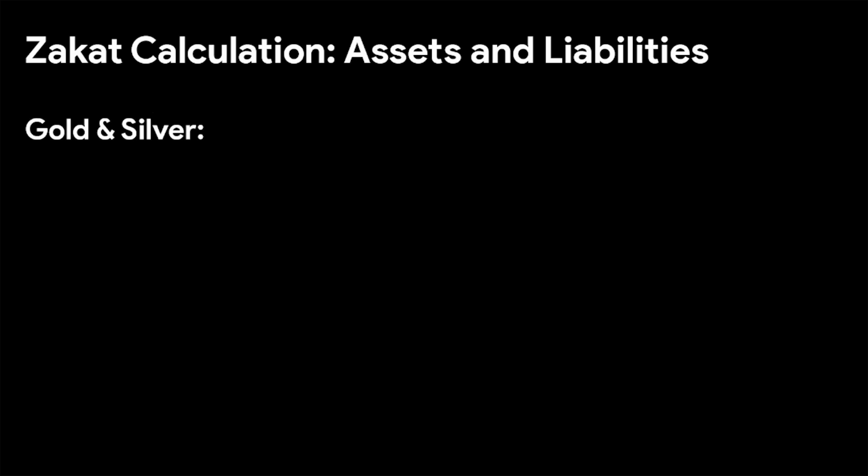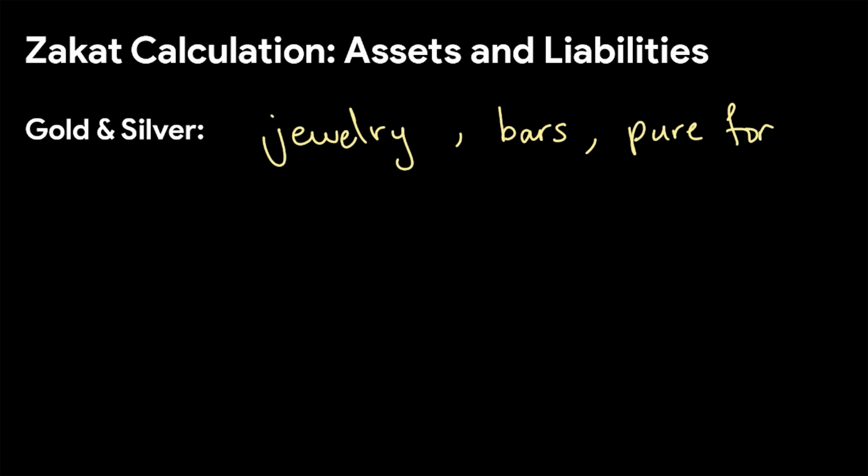So next we have gold and silver. So zakat is due on any gold and silver you own. So it could be in the form of jewelry, bars, or just pure form, coins as well. So whatever gold and jewelry that you possess, you need to determine its current market value, as we did earlier.